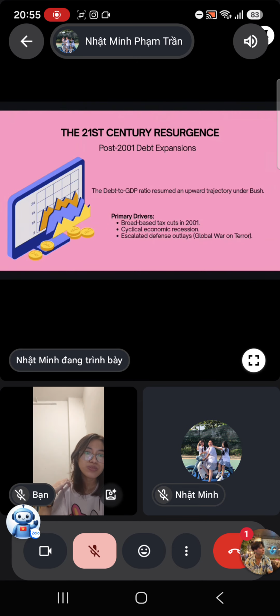Now let's move to part 2001. The U.S. debt ratio resumed its upward trajectory. These modern resurgences were driven by three compounding factors: broad-based tax cuts in 2001, an economic recession, and escalated defense expenditure for the global war on terror. This shows how quickly policies toward implementation affect the balance sheet.